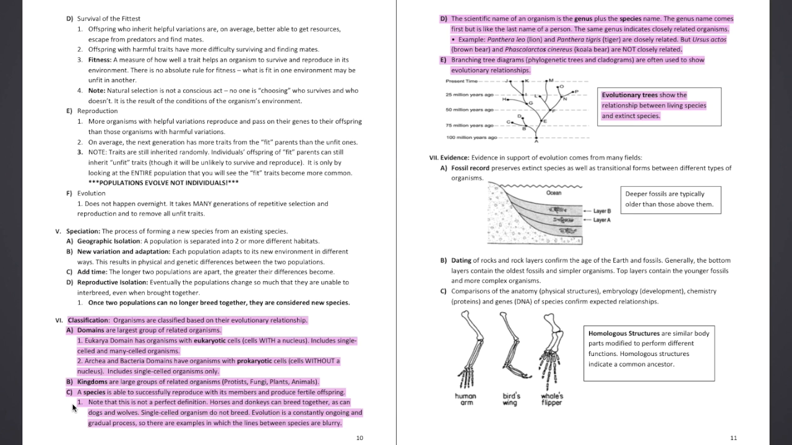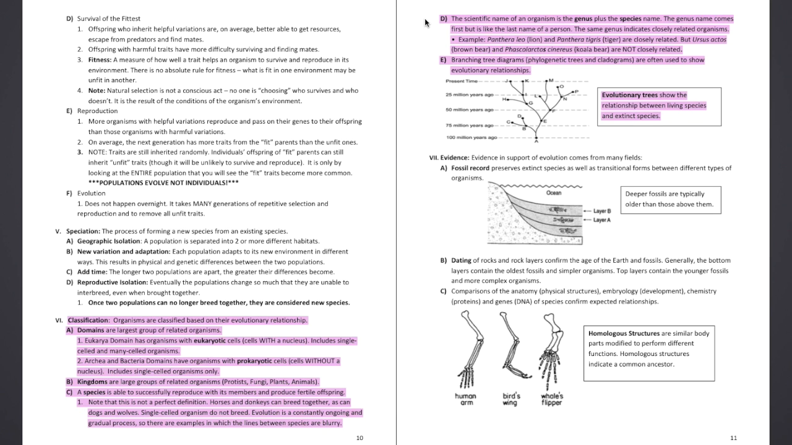Horses and donkeys can breed together, as can dogs and wolves. Single-cell organisms do not breed. Evolution is a constantly ongoing and gradual process, so there are examples in which the lines between species are blurry.